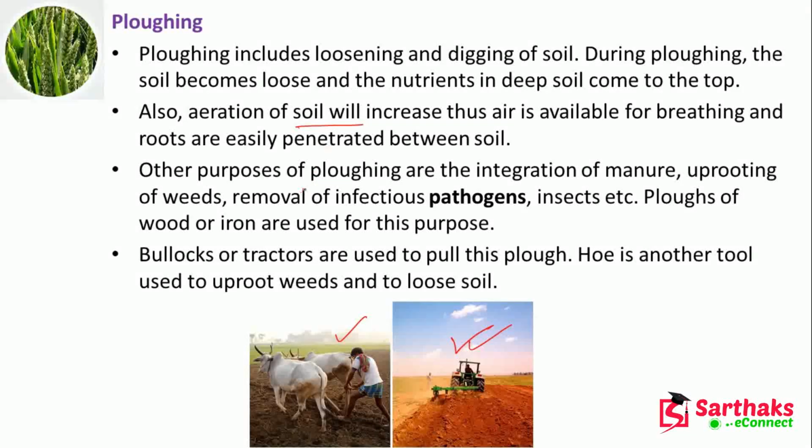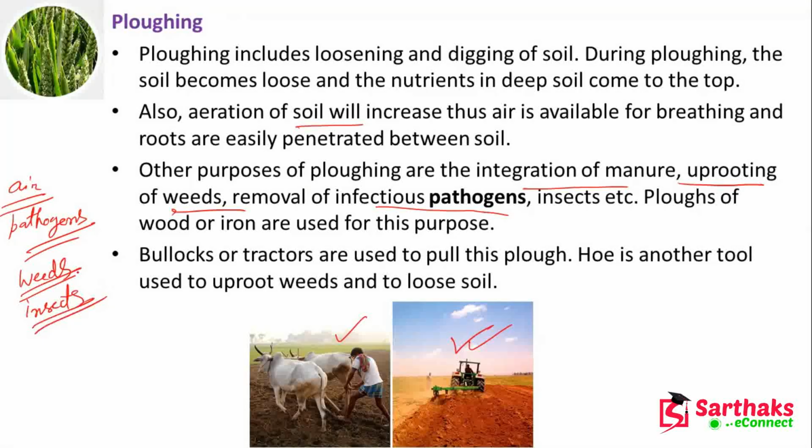And the main purposes of plowing are the integration of the manure, uprooting of weeds, and removal of infectious pathogens and insects, which will come out whenever we are plowing. Bullocks or tractors are used to pull the plow, and the hoe is another tool used to uproot the weeds and loosen the soil. There is a picture, I will show you what the hoe is. So plowing is not only for loosening or digging the soil: the air will be circulated, the pathogens and weeds will be removed, and some insects may be killed at the time of plowing. So this is the traditional method and this is the tractor we are using for plowing.